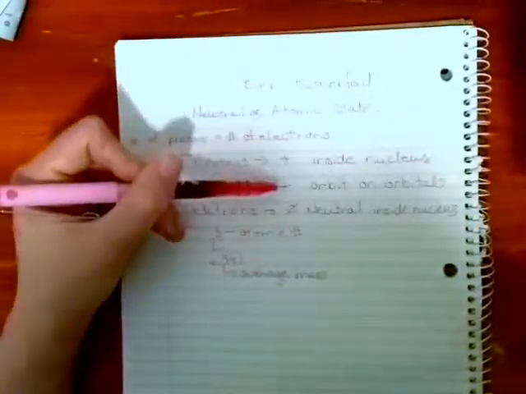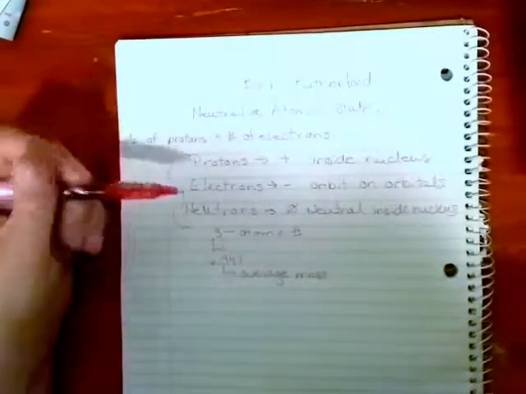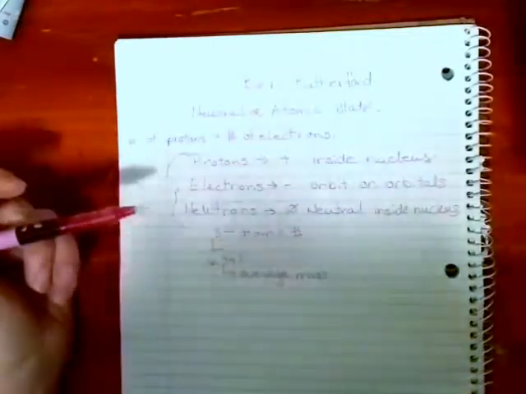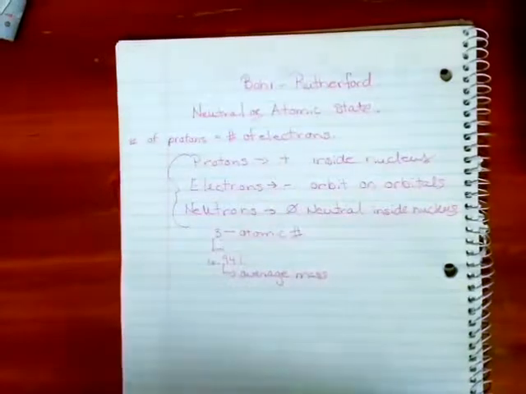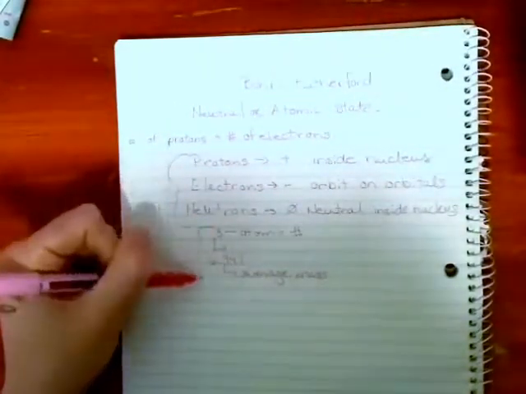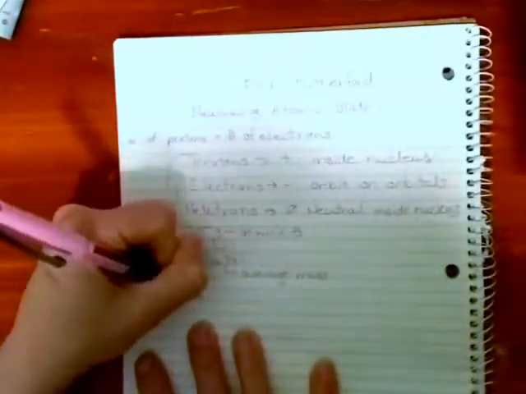Protons are positive and they're inside the nucleus. Electrons are negative and they orbit on orbitals outside the nucleus. And neutrons have no charge, they're neutral and they're inside the nucleus. So Bohr-Rutherford is the name of two scientists who came up with the theory to draw an atom. And we've already drawn an atom once, but we haven't done it by calculating the protons and electrons and neutrons. So we're going to use lithium as our example in order to go through how you would draw an atom.